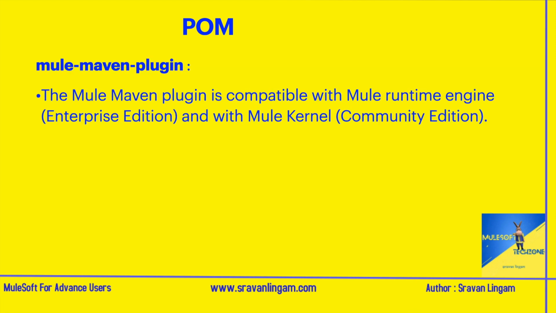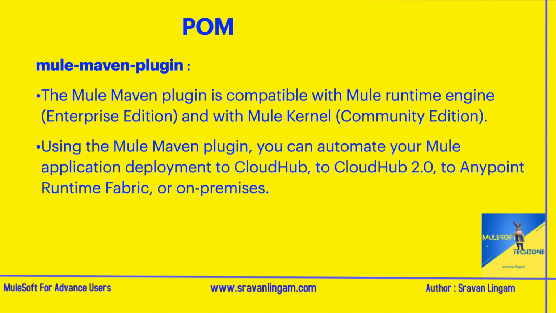Next, this Mule Maven plugin is compatible with our runtime, the Mule runtime engine, which is enterprise edition, and with the Mule kernel for community edition. So it is developed by Maven, but it is compatible with Mule applications. Using this Mule Maven plugin, you can automate your Mule application deployments to either CloudHub, CloudHub 2.0, Anypoint Runtime Fabric, or on-premise. So this plugin is developed in such a way that it helps us deploy all our applications into all different types of deployment strategies.